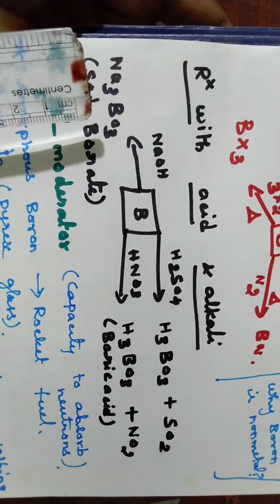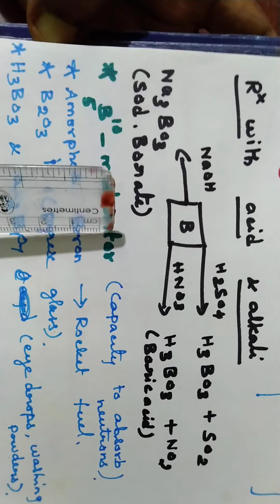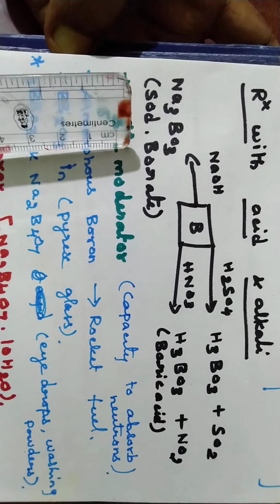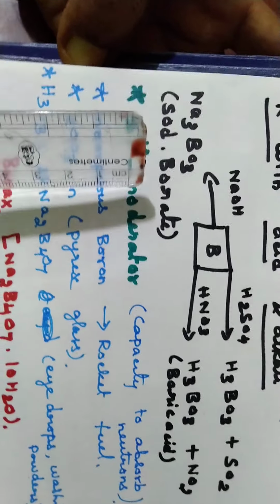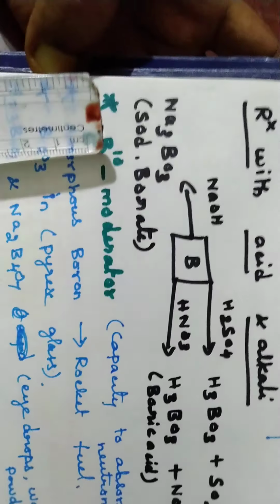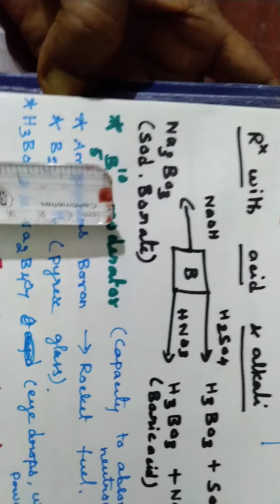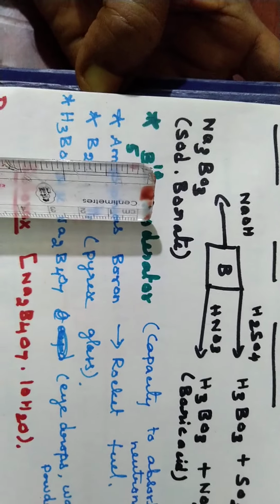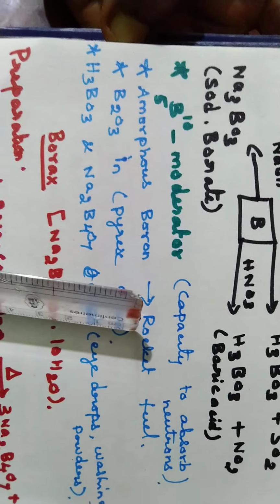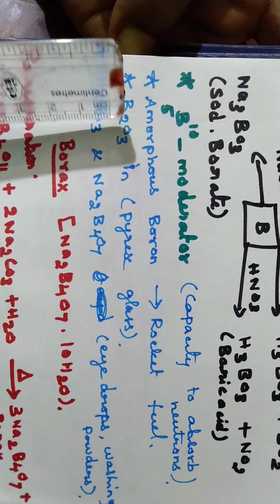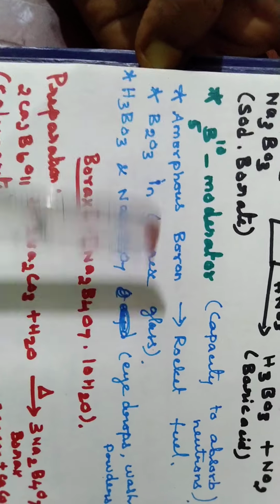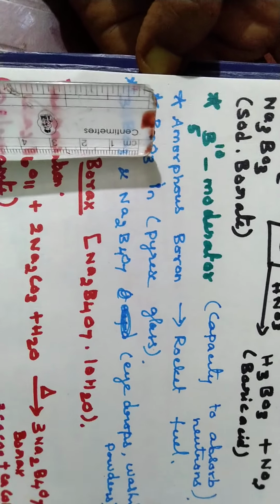Boron-10 is used as a moderator in nuclear reactors, because it has the capacity to absorb neutrons. The slow moving neutrons in the nuclear reactor can be absorbed by boron-10. Therefore, it is used as a moderator in nuclear reactors. Amorphous boron is used in rocket fuel. And B2O3, boron trioxide, is used in the manufacturing of Pyrex glass because it can withstand very high temperature.